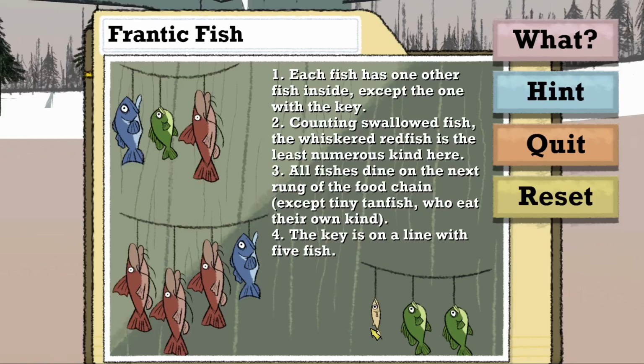Each fish has 1 fish inside of it, except the one that has the key. So it has to be one of the 2 lines with 3 visible fish, because that means 2 of those fish have eaten another fish, and 1 of those fish has eaten the key.